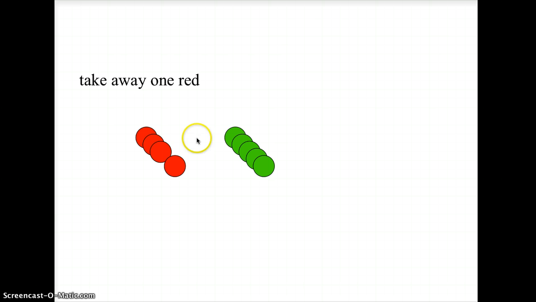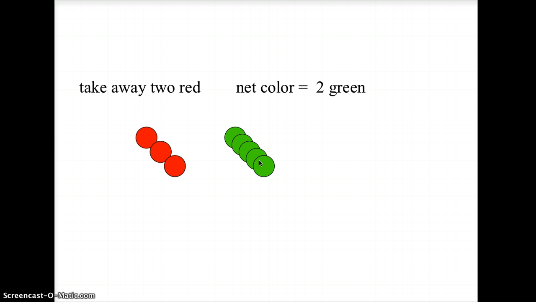If we take away 1 red one, so now we have 1, 2, 3, 4 red, and 1, 2, 3, 4, 5 green, our net color is going to be 1 green. We have 1 more green than we have red. Let's take away 2 red ones. So now we have 1, 2, 3 red, and 1, 2, 3, 4, 5 green. Now we have 2 more green than we have red, so our net color is going to be 2 green.